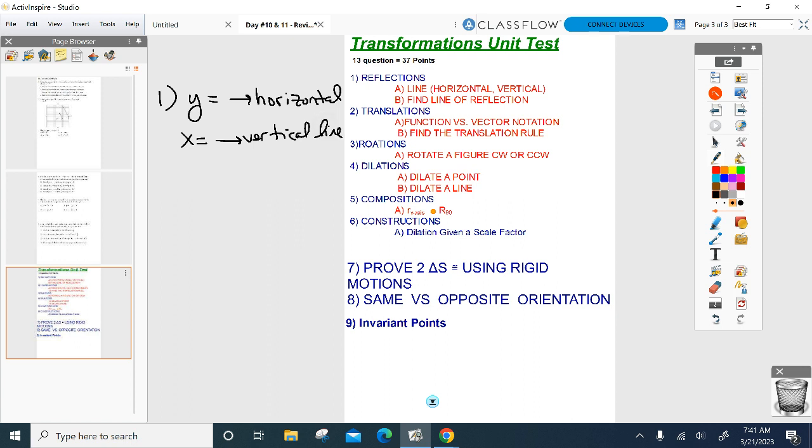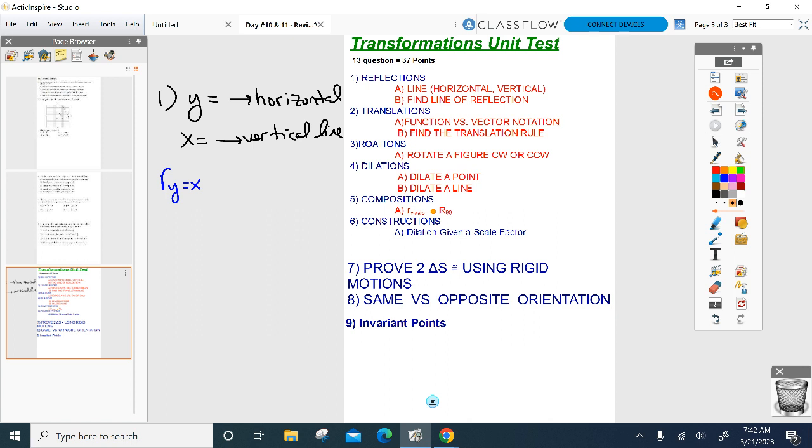All right. You might have to find the line of reflection. Here's 2 points. Where's the line of reflection? Write the equation for it. Ready? What happens if I give you this? Tell me the rule. Reflection through y equals x. What do I need to do with my coordinates there?